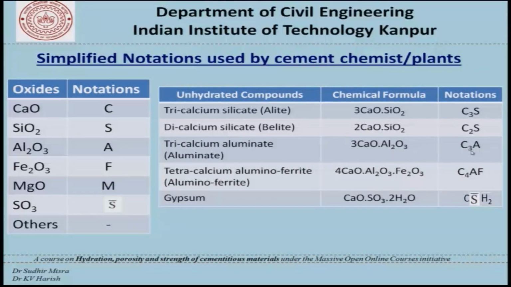Tricalcium aluminate, 3CaO.Al2O3, C3A, and tetracalcium aluminoferrite, 4CaO.Al2O3.Fe2O3, referred as C4AF, and gypsum, which has a chemical formula of CaO.SO3.2H2O, is many times abbreviated as CS bar. Now, these notations C3S, C2S, C3A, C4AF and CS bar, they are generally called as cement chemist notations.